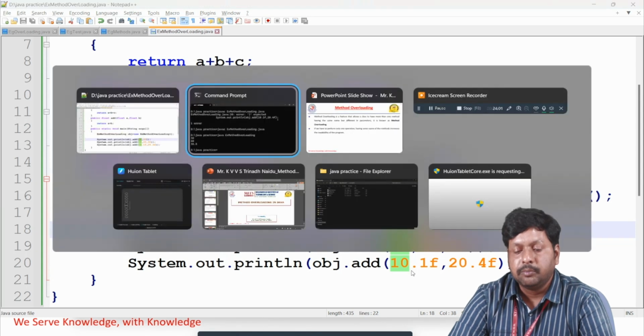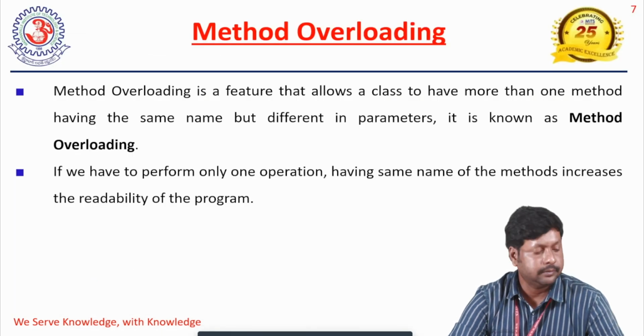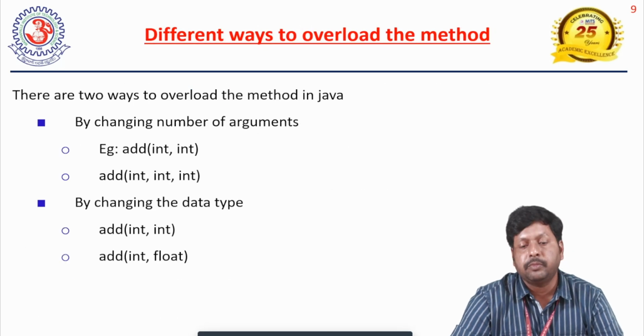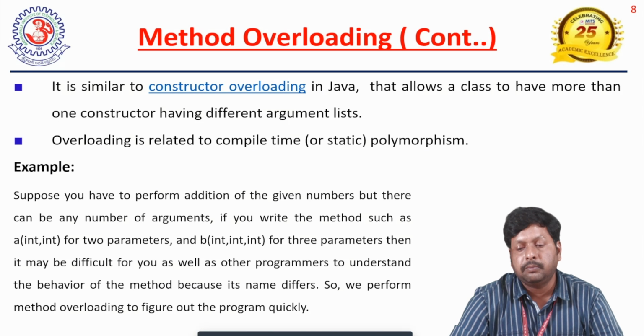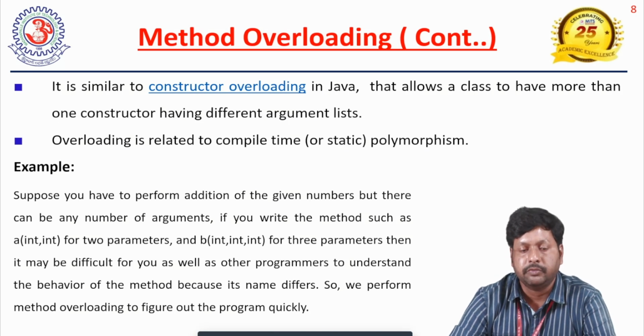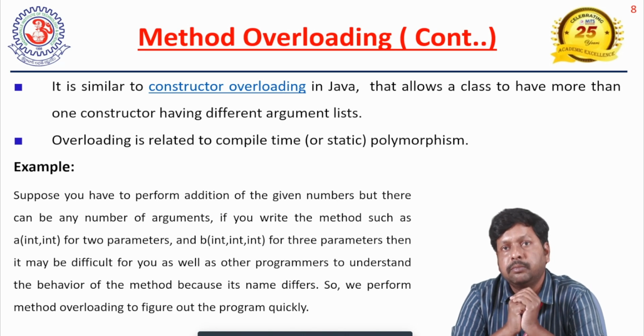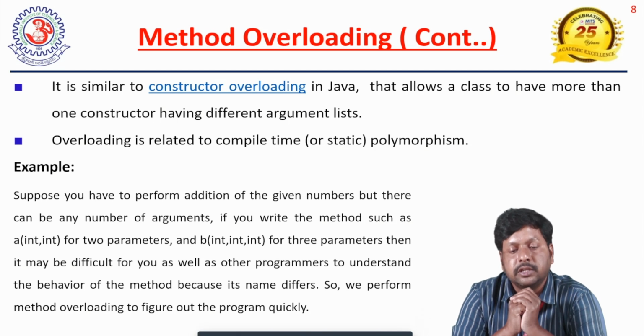So another name of method overloading is compile time polymorphism. It is similar to constructor overloading. What is a constructor? It is similar to a method. What is constructor overloading? Similar to this in Java, a class which allows more than one constructor with the same name but different in parameters list is nothing but constructor overloading.